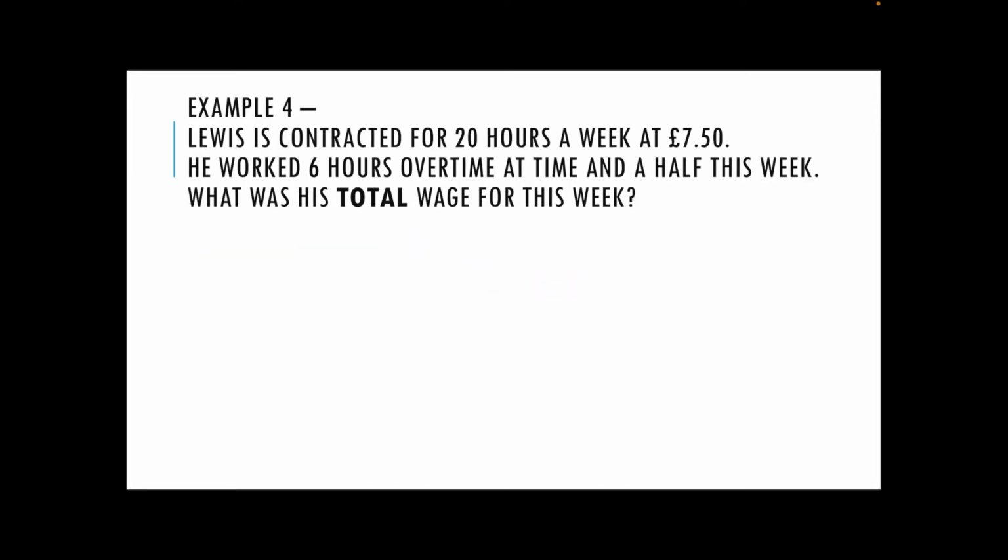Lewis is contracted for 20 hours a week at £7.50. He's worked 6 hours of overtime at time and a half. What is his total wage? So he's contracted for 20 hours at £7.50. He's got 6 hours of overtime, and that's at time and a half. And we are being asked about his total wage. So again, I'm going to start with his normal weekly wage. So that's the £7.50 times by 20. And that is £150 for the week.